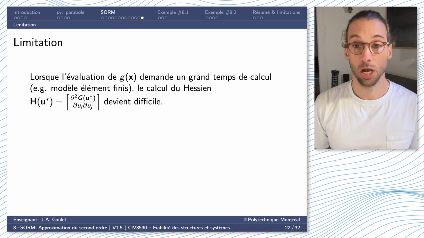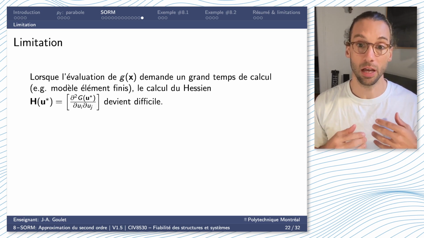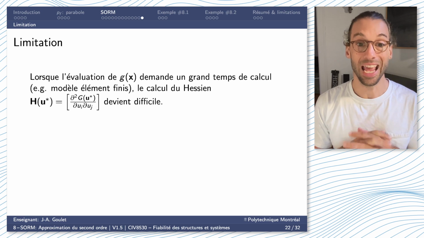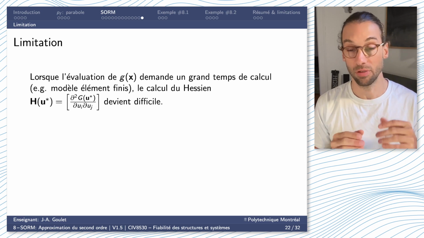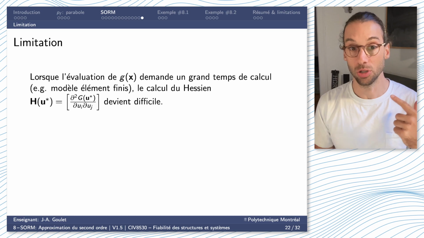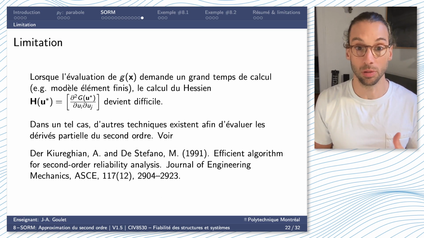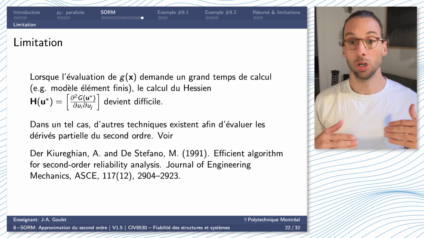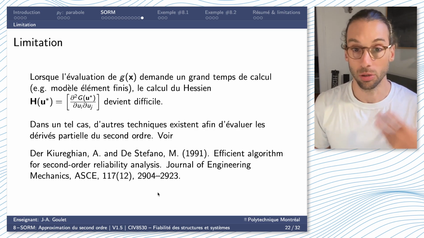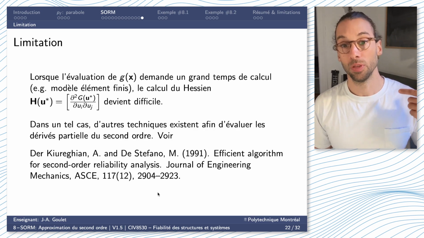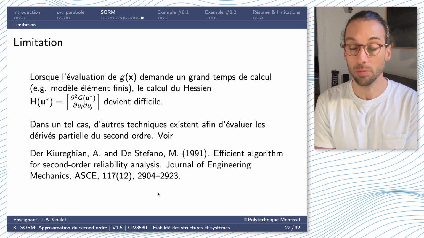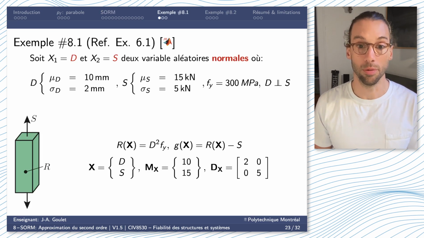So one of the limitations of that SORM method is that when we have g of x, the limit state function, that takes a large computational time, computing the Hessian might become difficult, because if we have a large number of dimensions, there is the square of the number of dimensions as terms in our Hessian matrix. So this can become difficult. But there are multiple methods to be able to quickly approximate that Hessian. One of them is published in the following article by Der Kiureghian and De Stefano, which uses an algorithm similar to what is used to obtain the design point, the iHLRF algorithm, in order to approximate these second order derivatives.